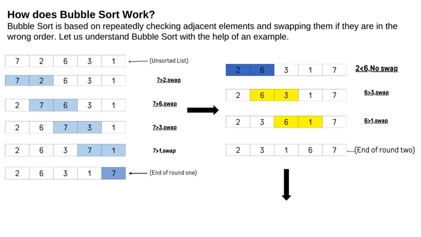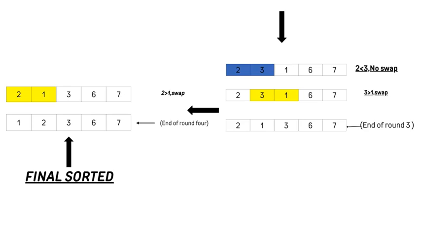As the element 6 has reached its destined position, now we have come to the end of round 2. Now let's move on to round 3. On the right side of the slide, we can see the first step of round 3. Here, the first element of the array is compared to the second element of the array. Since 2 is lesser than 3, there is no swapping done in this step.